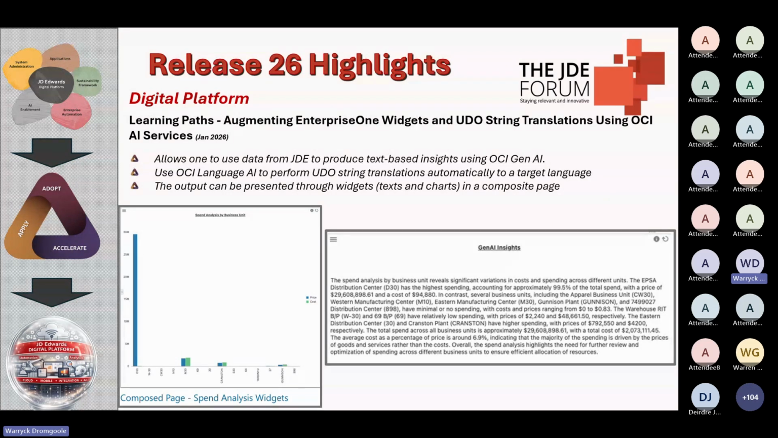So the benefits are that you can enhance Enterprise One widgets with OCI Generative AI to derive insights. You can also use the OCI Language AI to perform UDO string translations to a target language. In the example on the screen, one can see the spend analysis per business unit. And next to it, you can have your Gen AI insights into the data displaying as a widget.